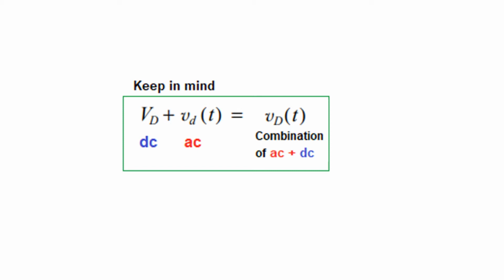We have to keep in mind that when we write capital V and capital D, that means the diode voltage, and this is DC. So both capital means it is DC. Both small, that is small v, small d, this is AC voltage. And the summation of the two is written as small v, capital D. So this is AC and this is DC. So it's a combination of AC plus DC.